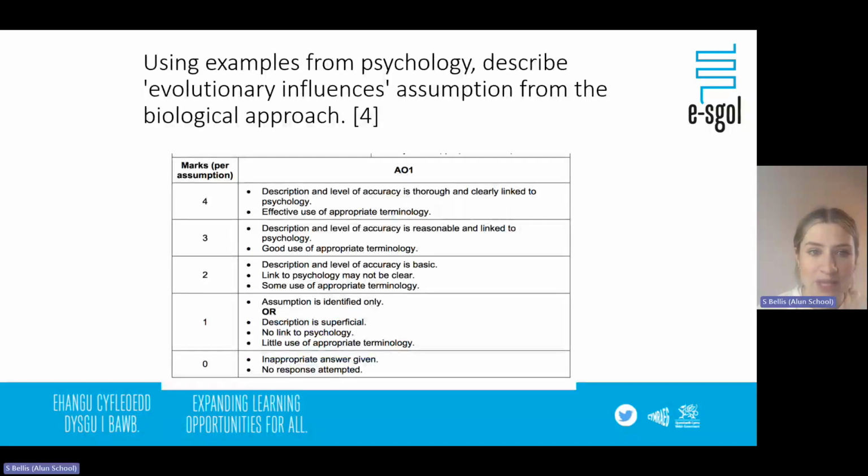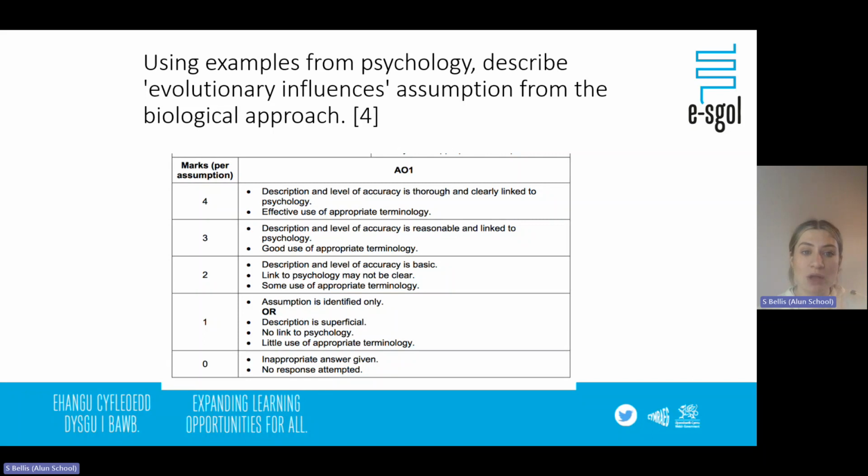Okay, so this is an example answer that could come up in the exam. It says, using examples from psychology, describe the evolutionary influences assumption from the biological approach. Now, you will get an assumptions question in the exam. It's always there, we just don't know which approach it's going to ask you about.